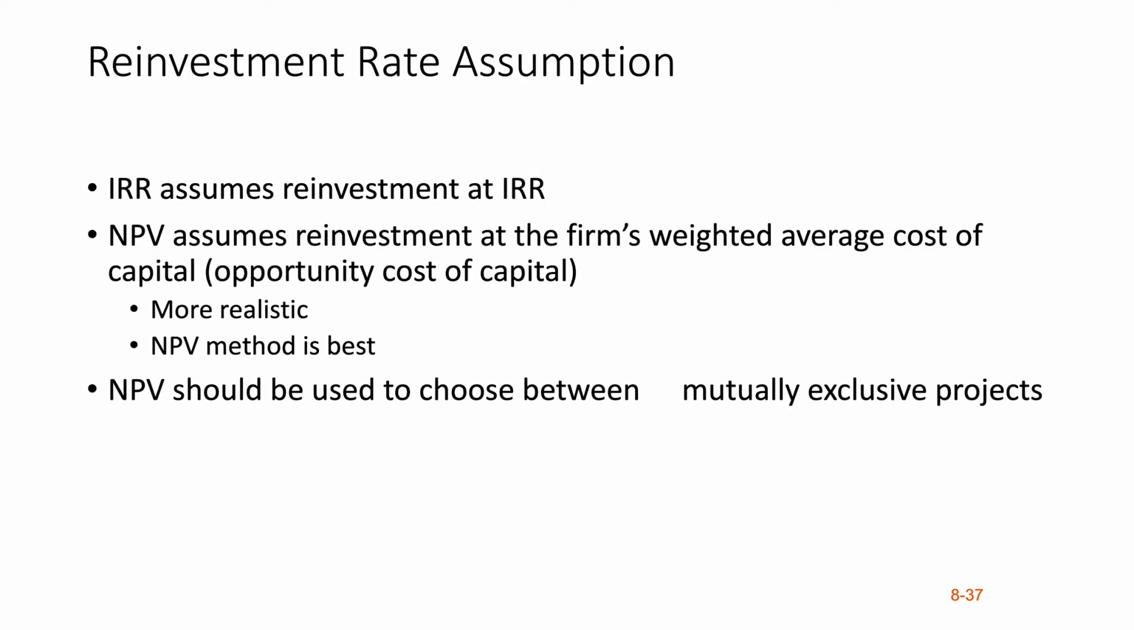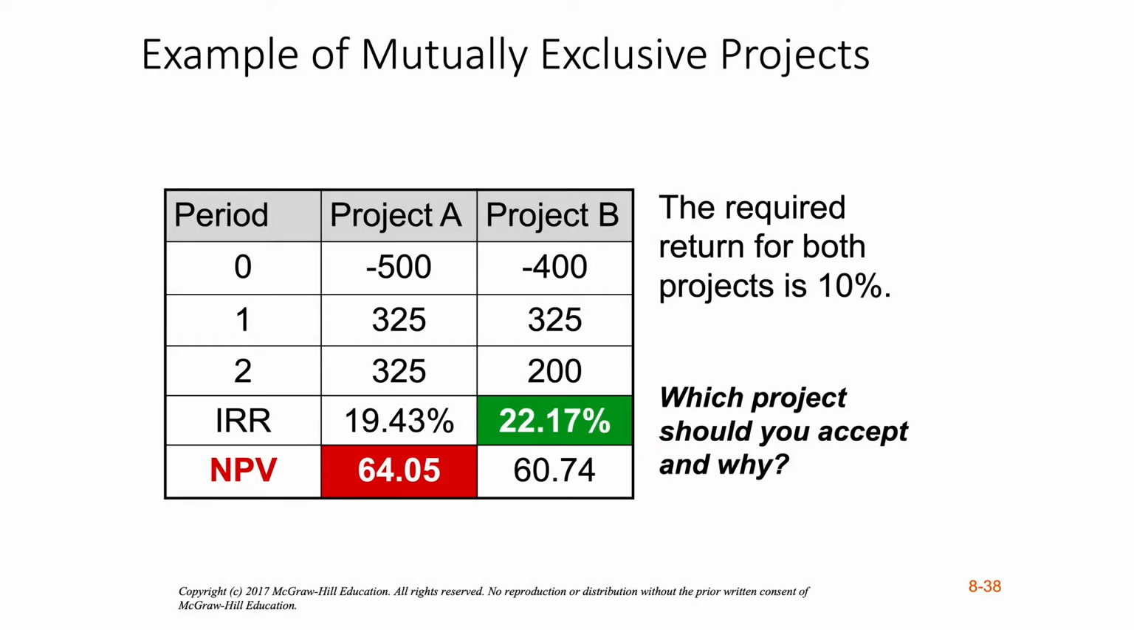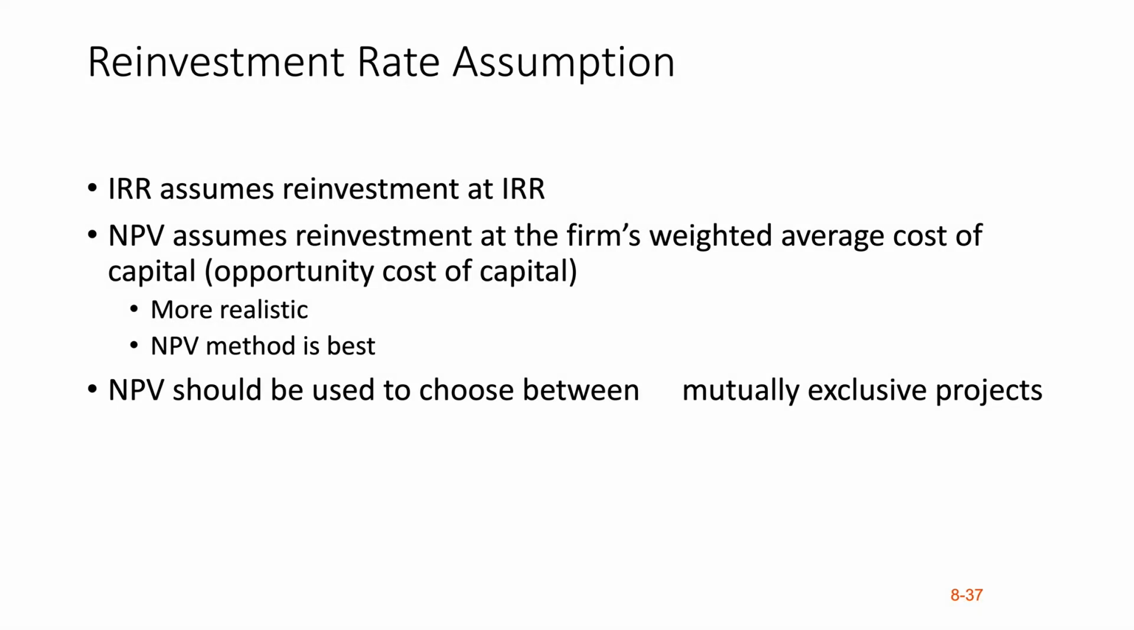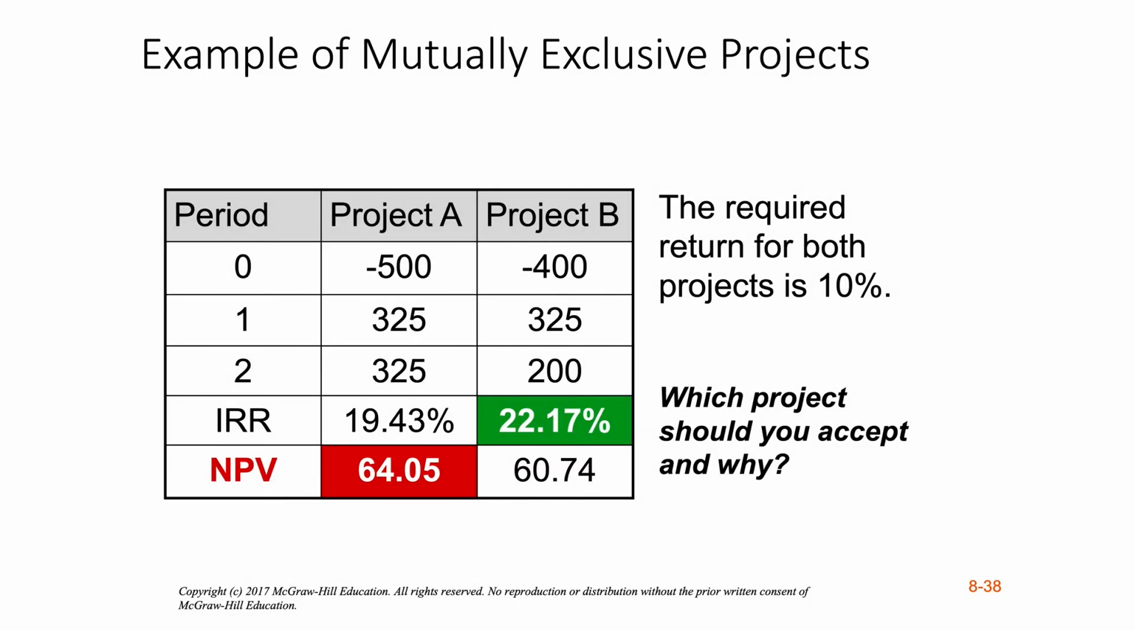Okay, here are two projects, Project A and Project B. The internal rate of return for Project A is 19.43. Project B, internal rate of return 22.17. But the net present value for Project A is 64,000. Project B has a lower net present value, 60.74.